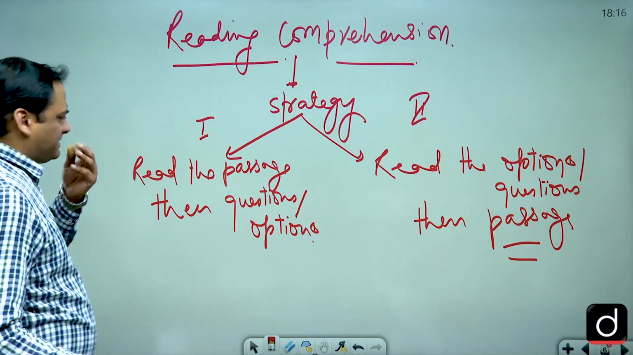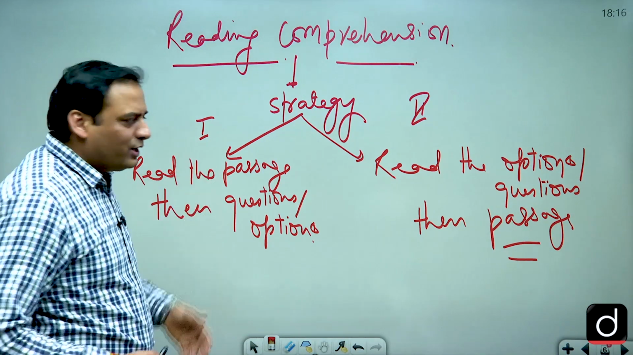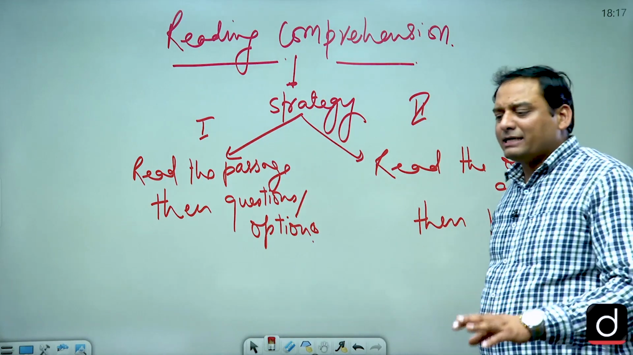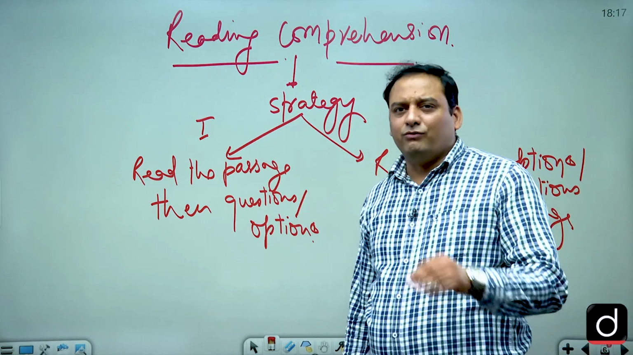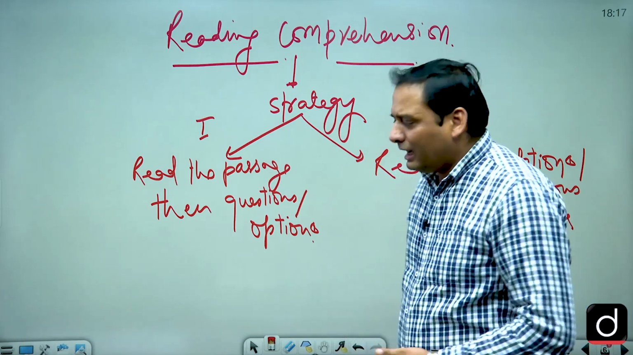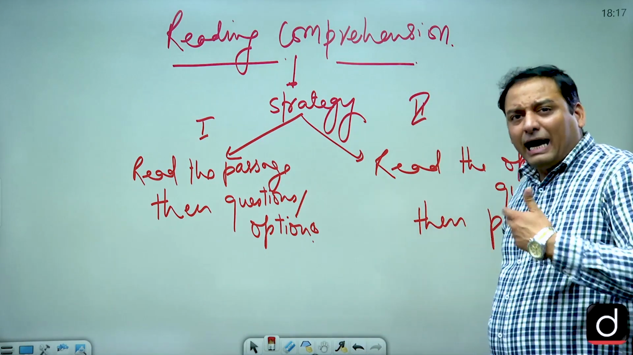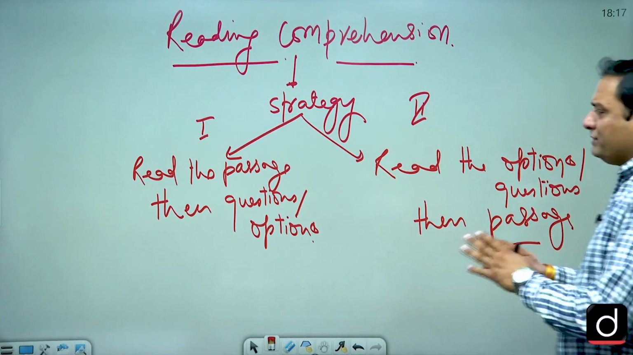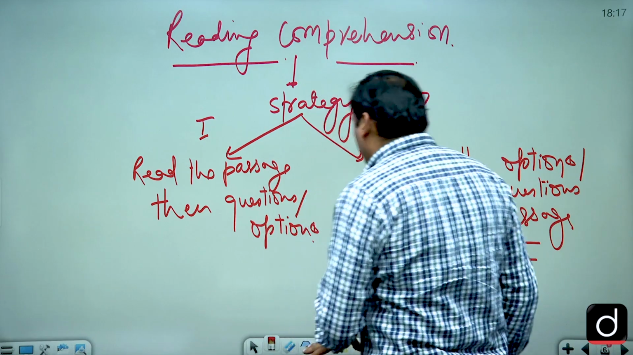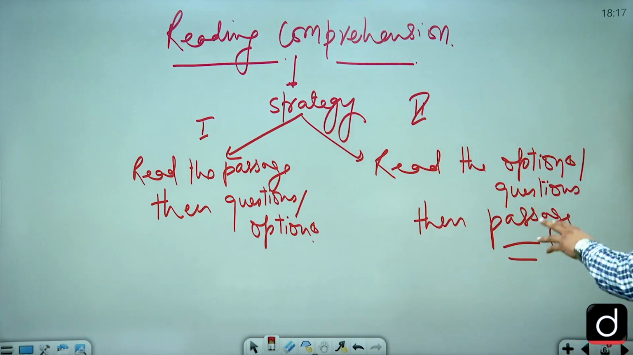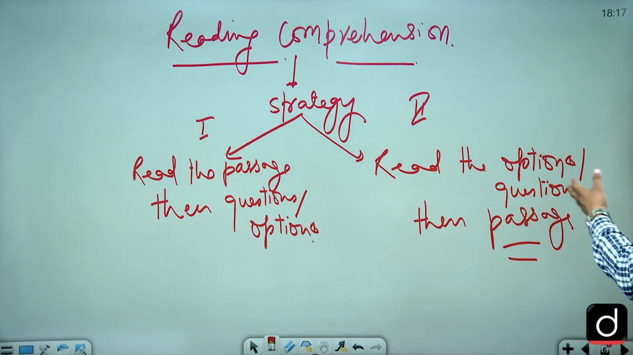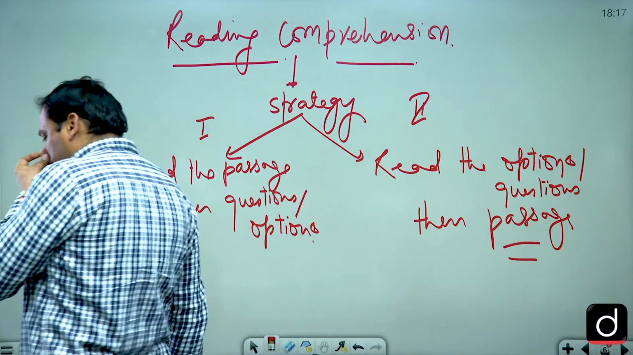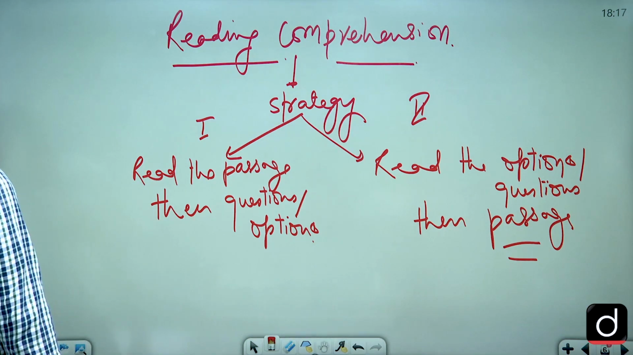At the time of the examination, no strategy will work there until you study or apply it again and again. So two strategies are there. First, read the passage, then the question, then the options. The second one, read the options or the question, then the passage. Both are helpful. It depends on you in which one you are comfortable. Now, what is the next thing that you have to apply?